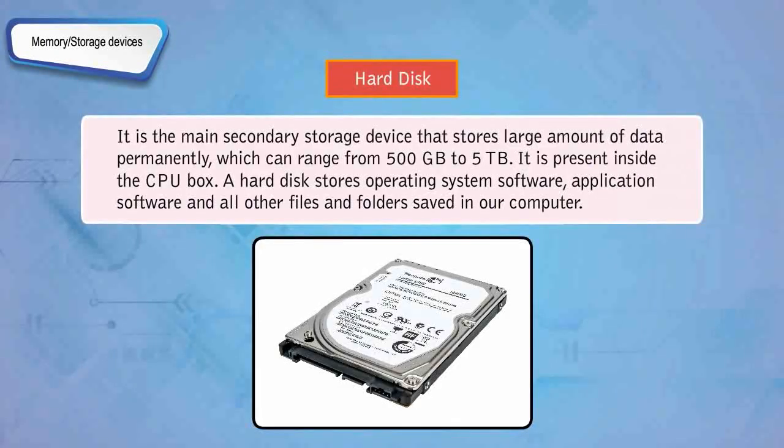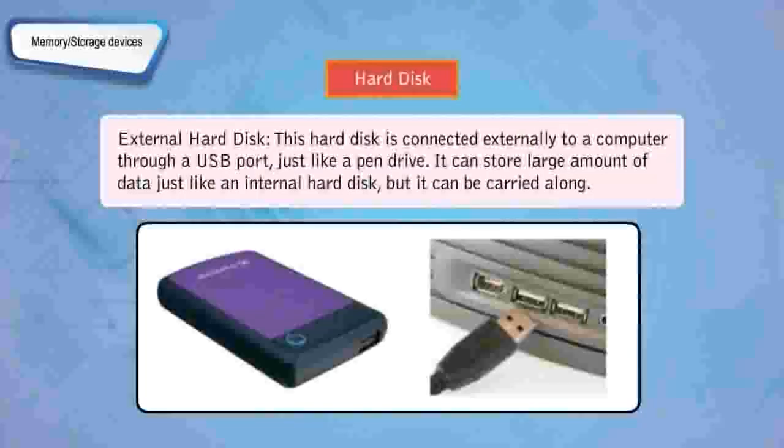Hard disk. It is the main secondary storage device that stores large amount of data permanently, which can range from 500 GB to 5 TB. It is present inside the CPU box. A hard disk stores operating system software, application software, and all other files and folders saved in our computer.